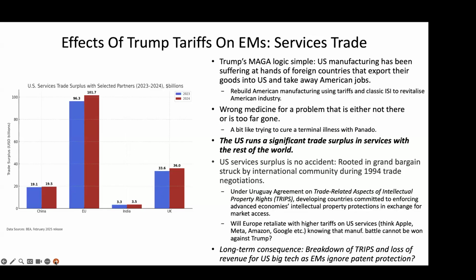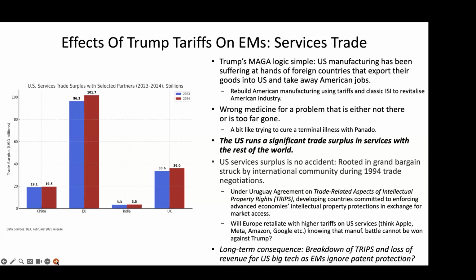Question is, if Trump goes down this line, and you're partly seeing it led by the US, will you see greater protection, if you like, or attempts to close off market dominance by the big tech firms in other countries?